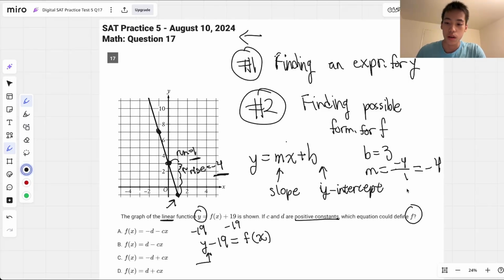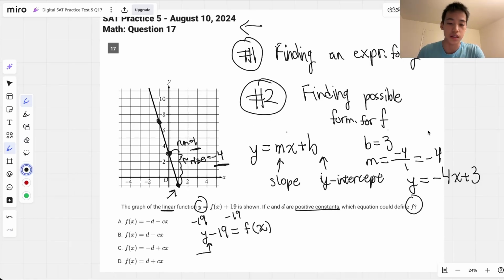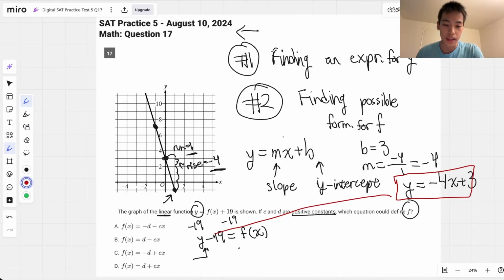So therefore, our equation is y equals -4x plus 3. And you could have also done it with another way, like point slope. So now that we have an expression for y, we can solve very, very easily for f. And this means that we can plug this expression for y all the way back here.